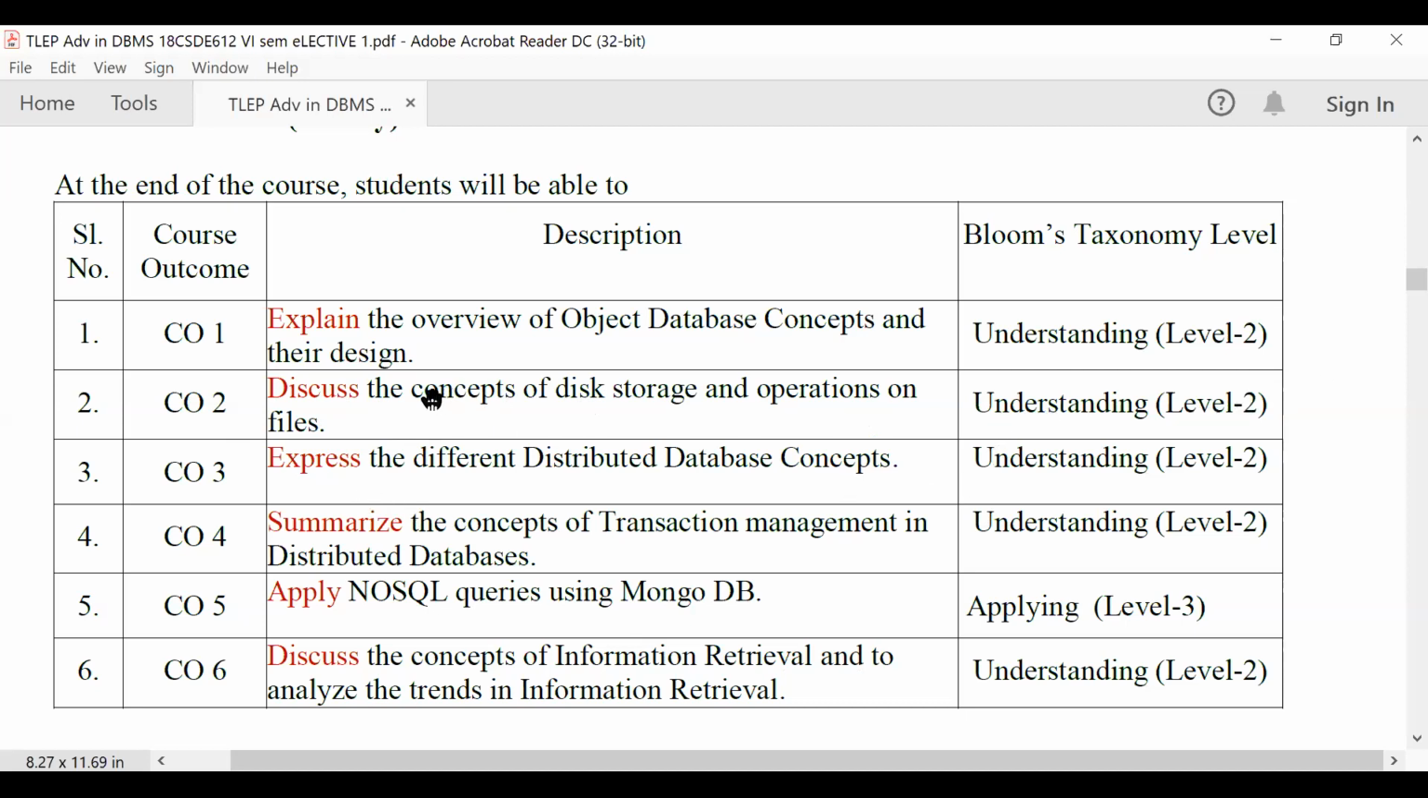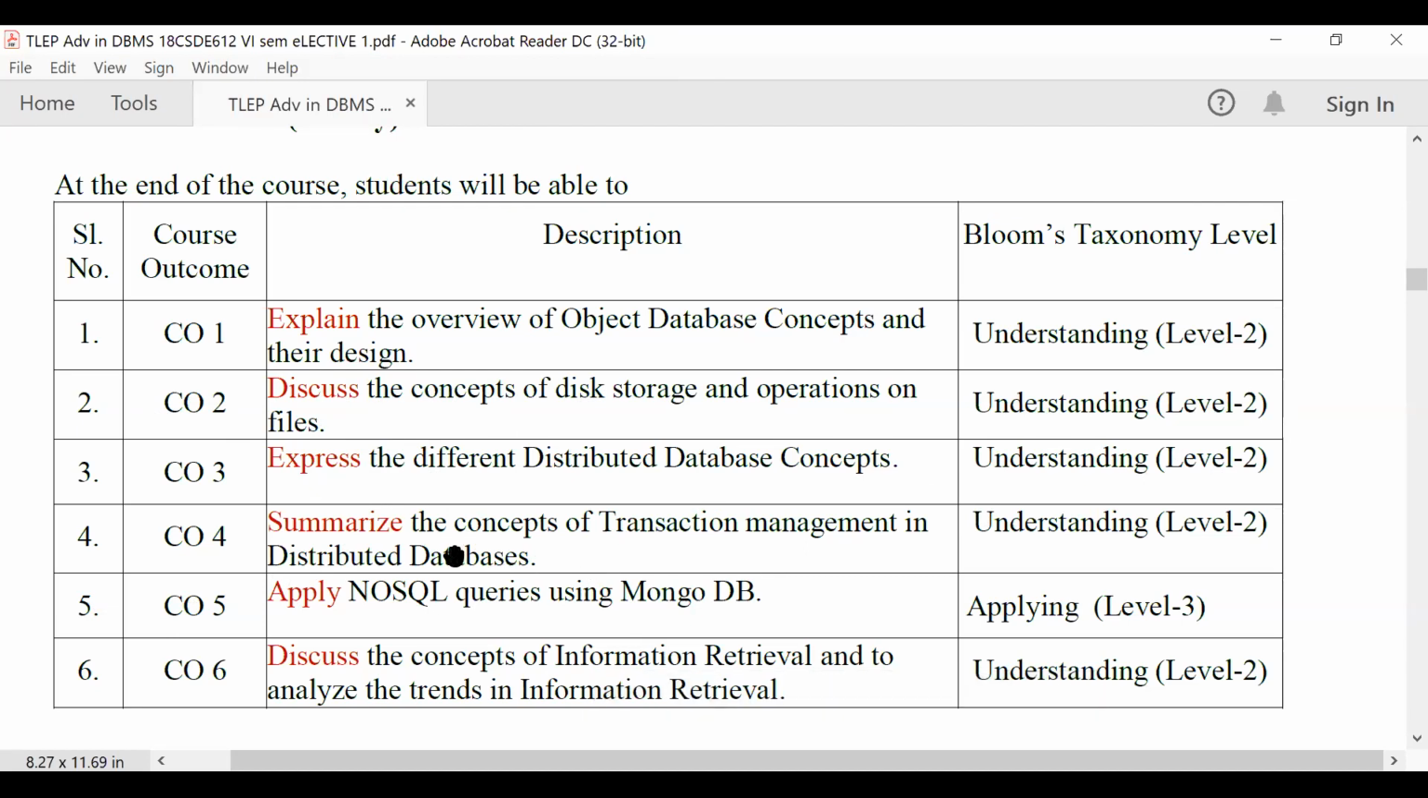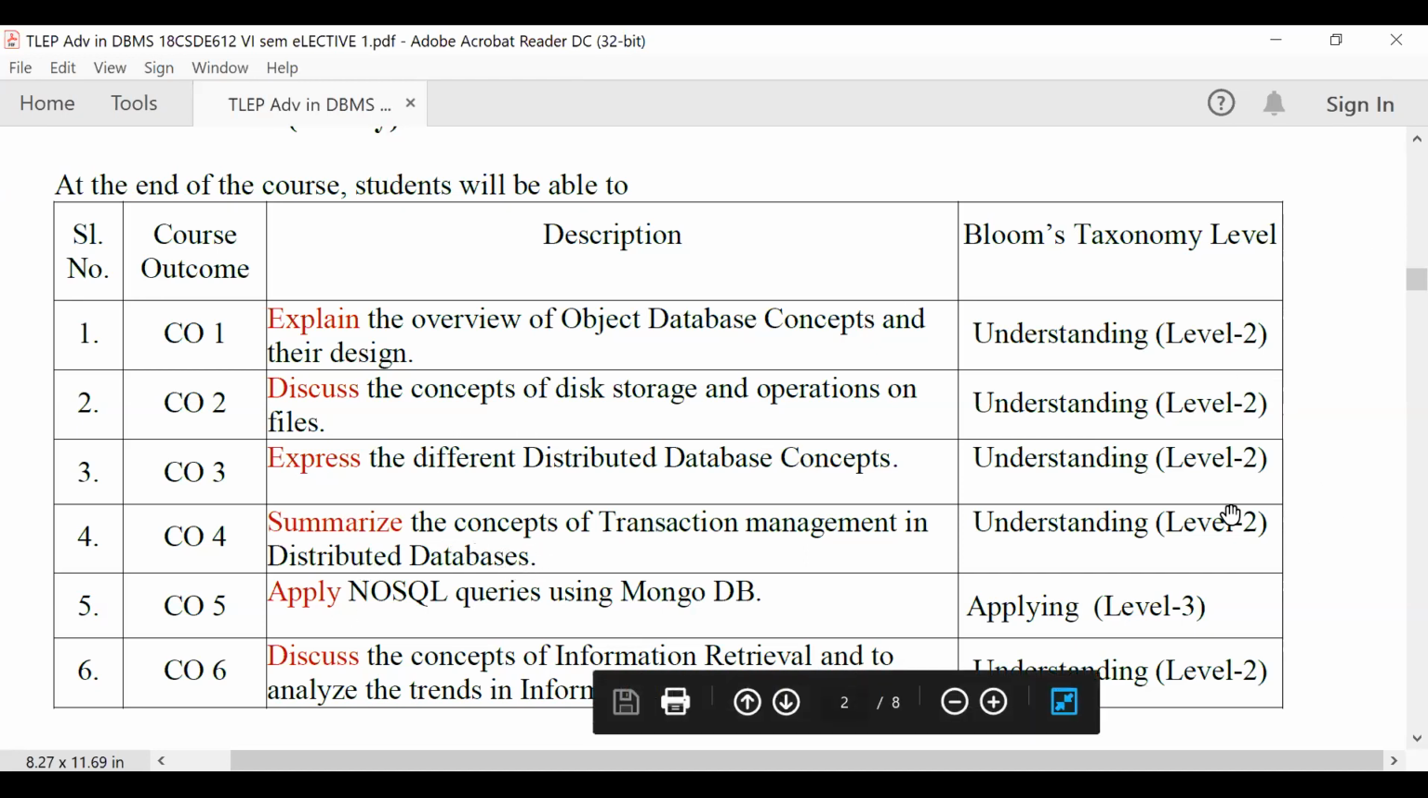This is a CO statement based on your module 2, and the CO3 statement is based on your module 3. Explain the different distributed database concepts. Here we are using the keyword explain, which is based on understanding level, Bloom's taxonomy level 2. The fourth CO statement is summarize the concepts of transaction management in distributed database management system. Distributed database management is module 3. Here the summarize keyword belongs to level 2 of Bloom's taxonomy.